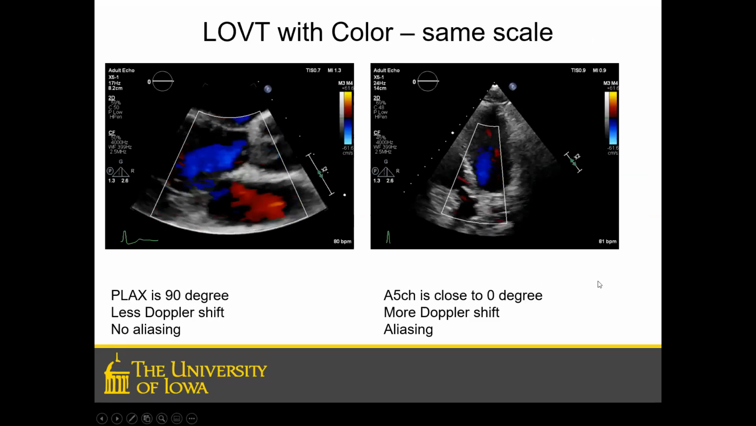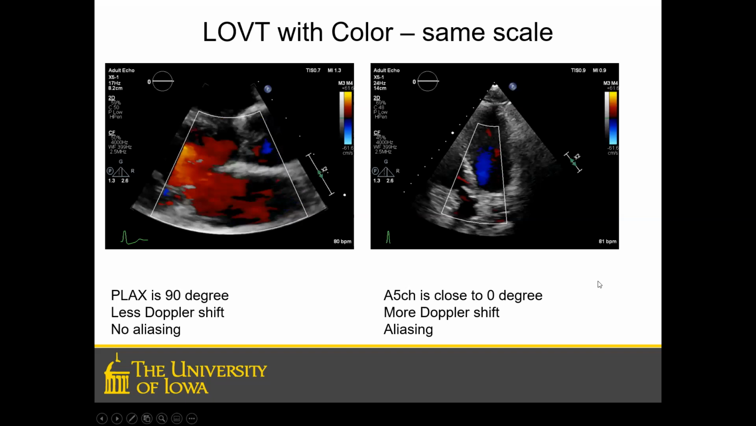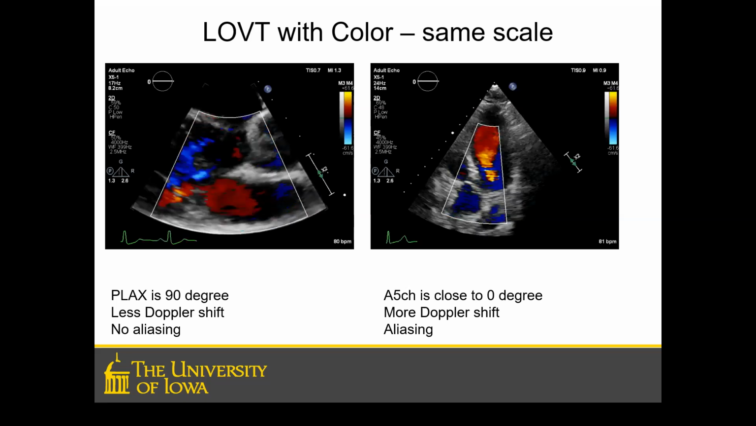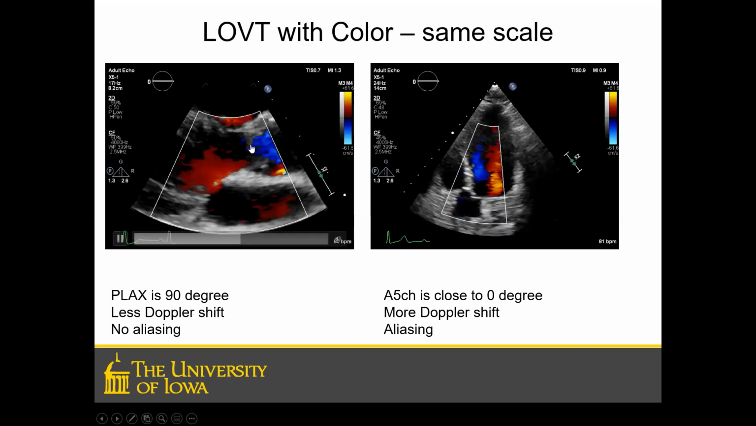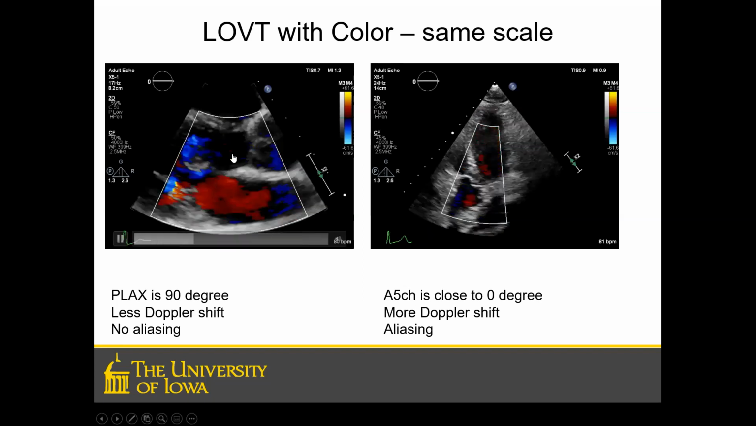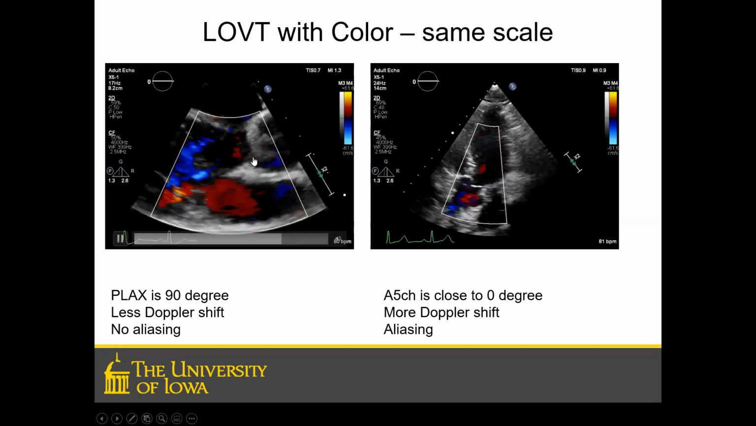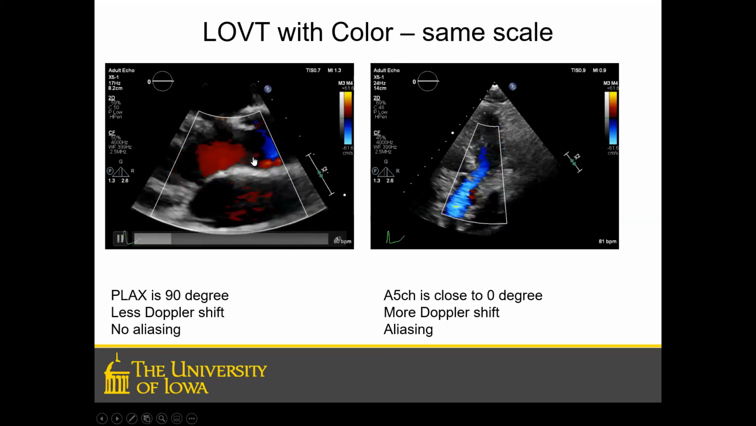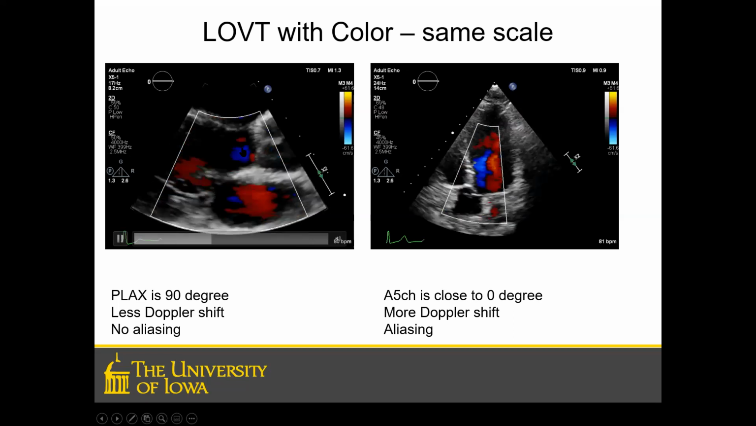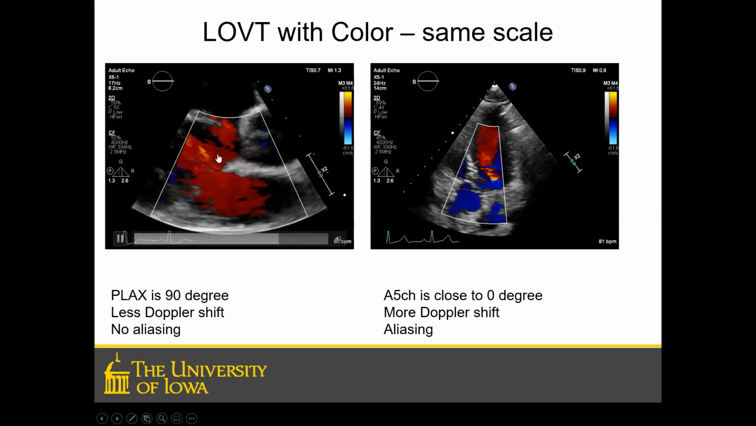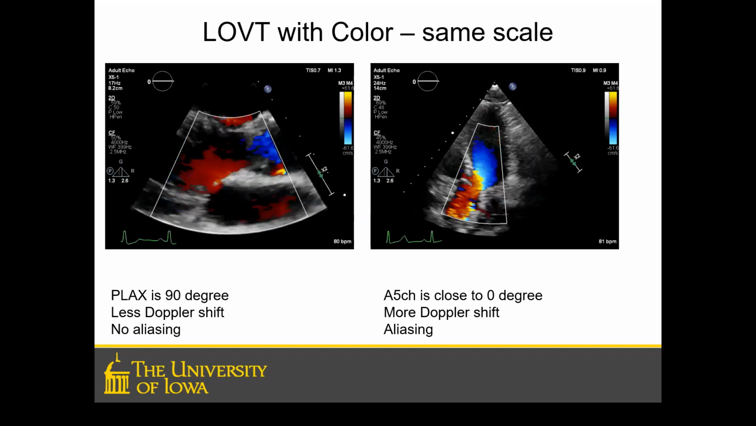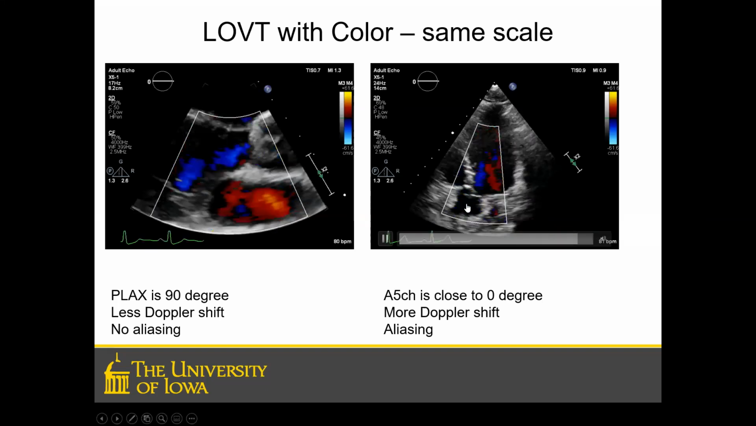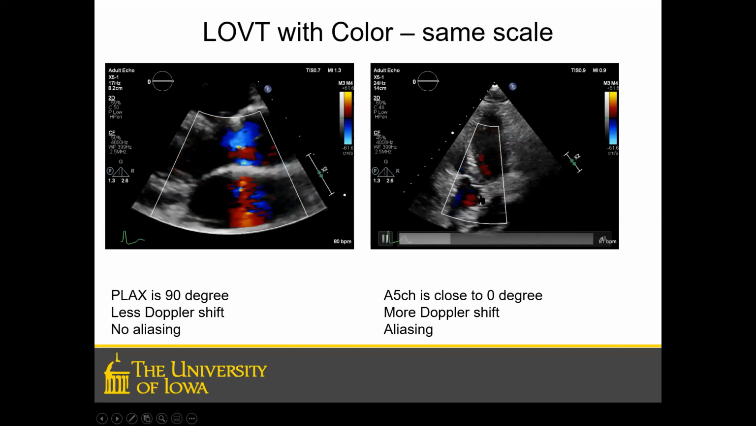So we can see this whole scenario playing out in different ways. Here's a parasternal long axis of the LVOT. And when you look at this, you'll notice, number one, you don't see flow filling the LVOT. Part of that's because we're at 90 degrees. The other thing is you don't see aliasing happening here because you don't get as much Doppler shift when you're at 90 degrees, right?